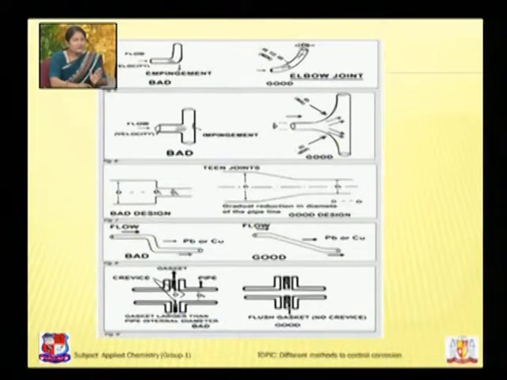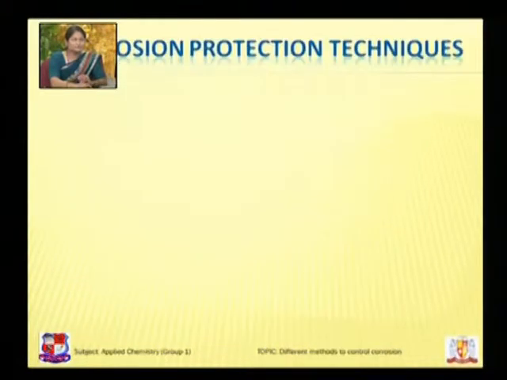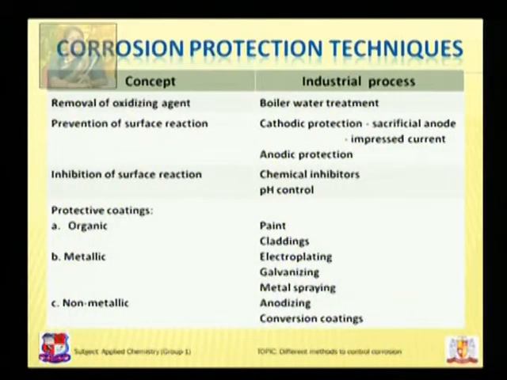On the left side it is a bad design, on the right side it is a good design of articles where all the impurities or dust particles can flow down and do not accumulate on the surface of the articles, and therefore stops the metal from corrosion. These are the different corrosion protection techniques followed in industries.